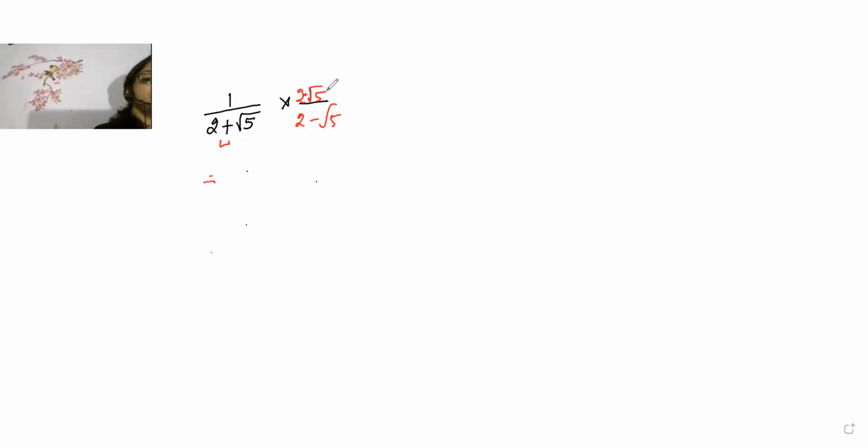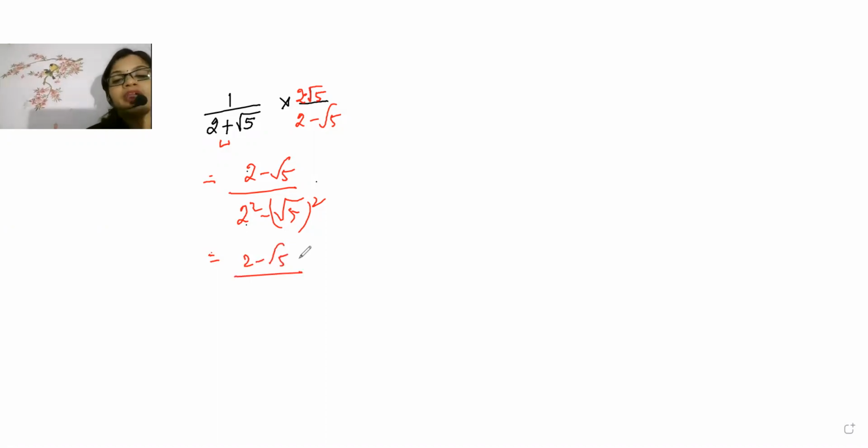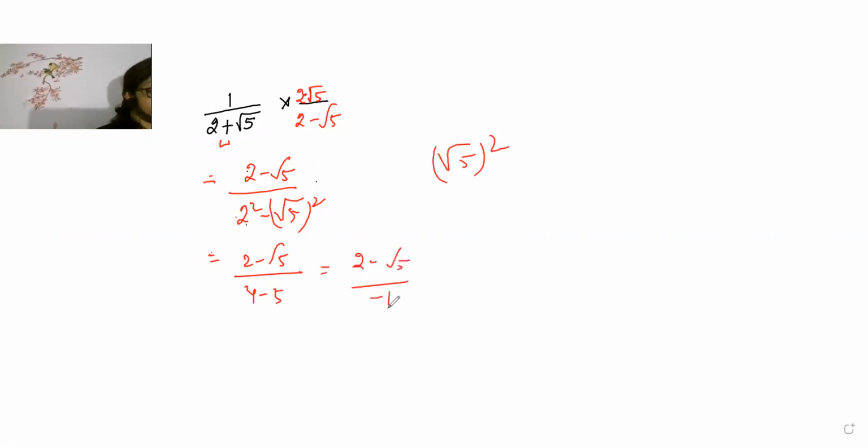Then 2 minus root 5 into 1 will become 2 minus root 5. Now in the denominator it will become 2 square minus root under 5 whole square. Now beta, 2 square will become 4, minus root under 5 written two times, that means 5. So what answer will come? 2 minus root 5 by minus 1. Minus 1 will be there, beta. 2 minus root 5. 4 minus 5 is 1 and it is minus.